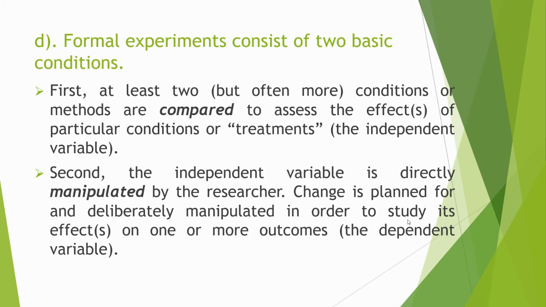So let's get to the last part of mine. The formal experiment consists of basic conditions, like I already mentioned. First, at least two or more conditions or methods are compared to assess the effects of a particular condition or treatment. And second, the independent variable is directly manipulated by the researcher. Change is planned for and deliberately manipulated in order to study its effects on one or two outcomes.